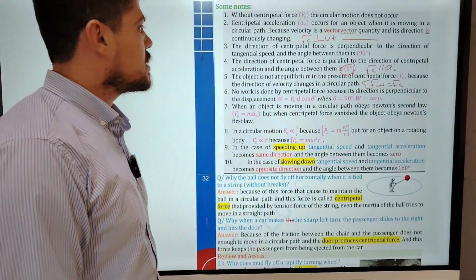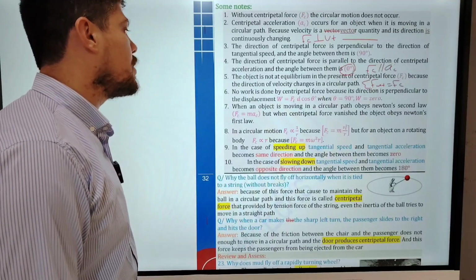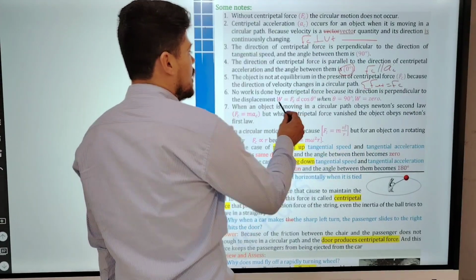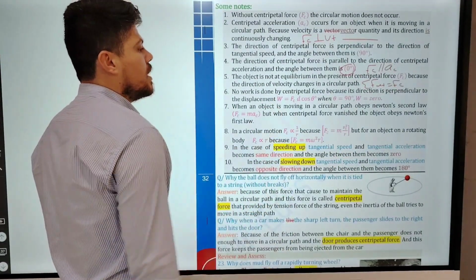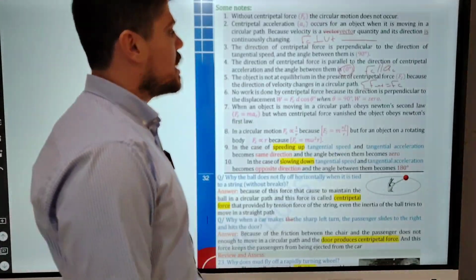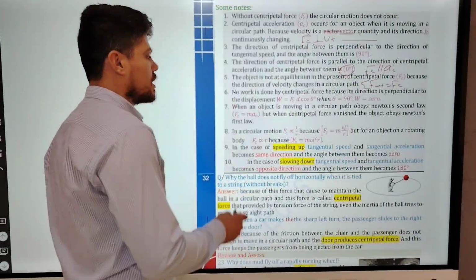No work is done by the centripetal force because its direction is perpendicular to the displacement. As you know, work is equal to what? Fd cosine theta. In that case, because the angle between the force and the displacement is 90 degrees, no work is done.